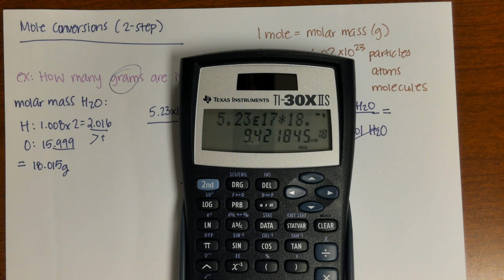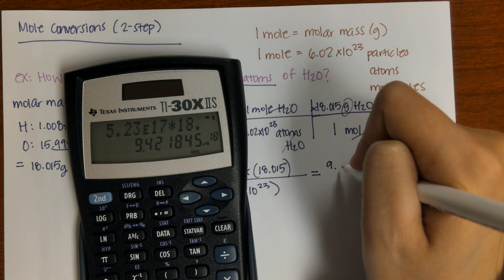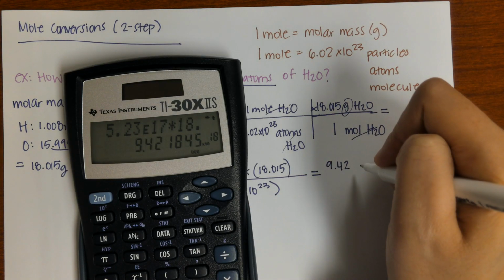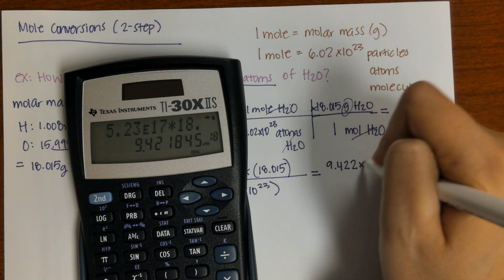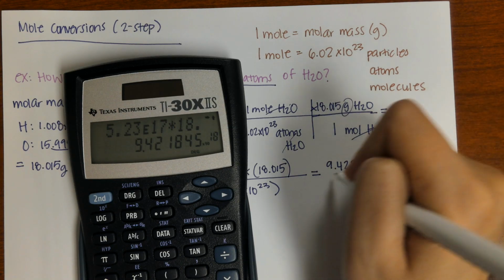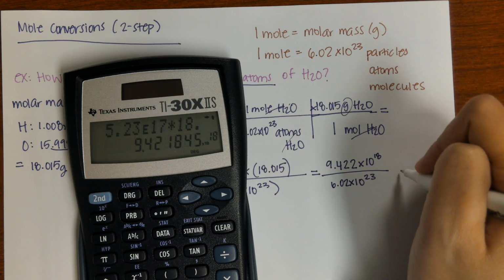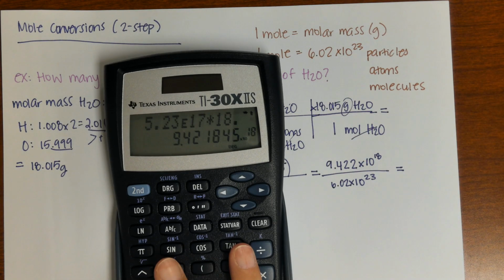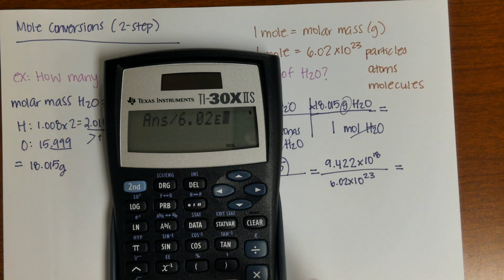18.015. I got a number. Alright, so again, I'm just going to show every single step. I'm going to do it in 3 decimal places. And then we're going to divide that by our 6.02. So we get this number divided by 6.02 to the power of 23.